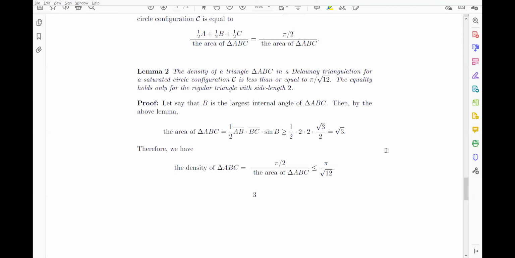Okay, so now going back to the paper, they're saying that the density is less than or equal to pi over square root of 12. And since the equality only holds for the regular triangle of side length 2, the hope is that that's going to be our largest one. So the question is, why do you think this is the largest? The numerator is fixed at pi halves. So really all that changes is the area of the triangle.